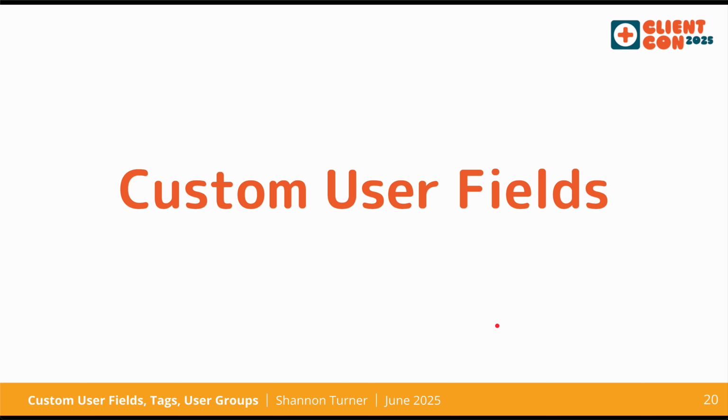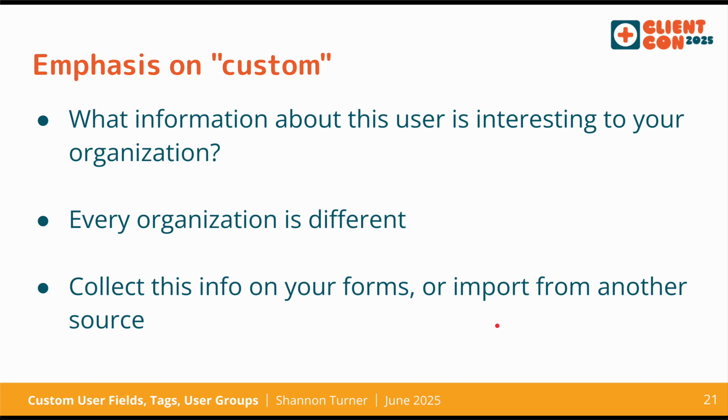Next up, let's talk custom user fields. The emphasis here really is on custom. Custom user fields are one of the most useful features in ActionKit, but what information is stored there is entirely up to you. Every group is different, every list is different, the information that you care about tends to be different. There's often a lot of overlap, but I think it's important to ask yourself what data is useful to you that helps you connect with and engage your supporters.